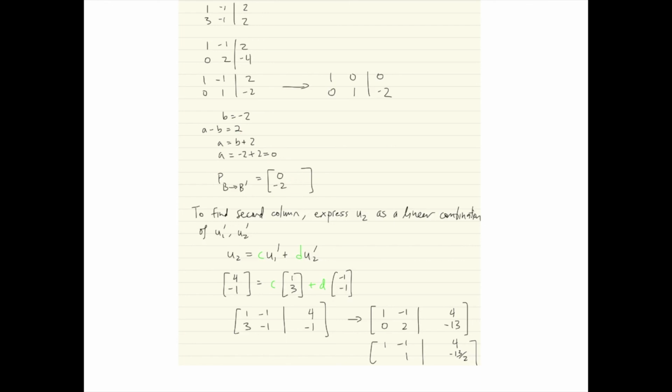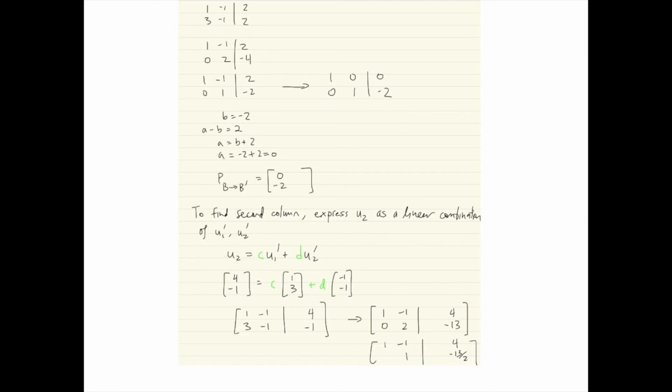Now to find the second column, we just proceed the same way. Express our second old basis vector u2 as a linear combination of the new basis vectors. So we want u2 to be some combination, c and d, of the new basis vectors u1 prime and u2 prime. The vector u2 is given to us as (4, -1), and these again are our new basis vectors. We could either row reduce again or use the fact that we now know the inverse, because the matrix A is the exact same matrix as in the first step. So all we have to do is multiply the inverse by (4, -1).